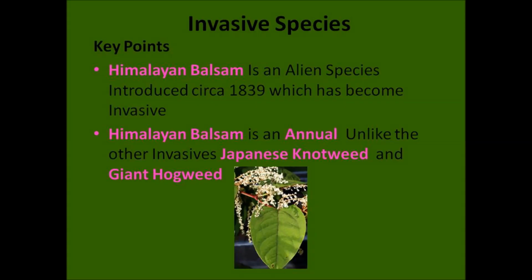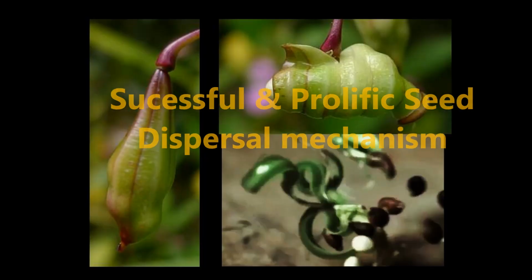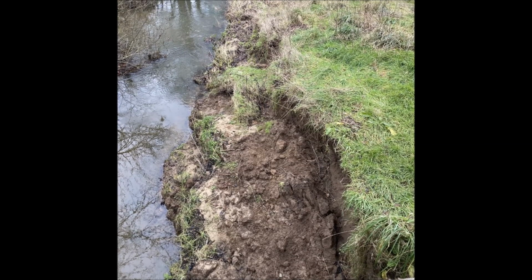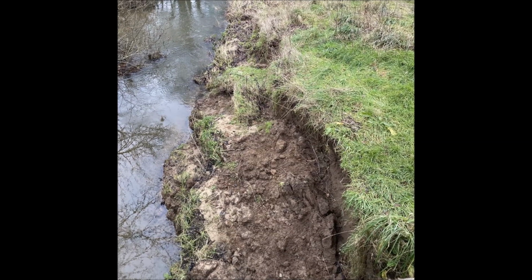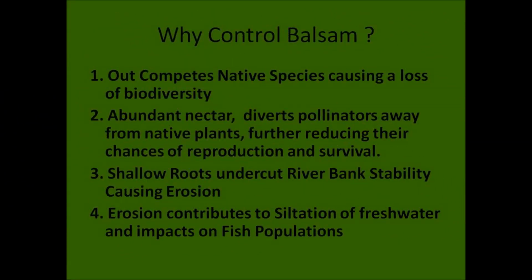Here are 4 reasons why we should control balsam. 1. It outcompetes native species, causing a loss in biodiversity. 2. That loss is further propagated by diverting pollinators away from native plants, reducing their chances of survival and reproduction. 3. It has shallow roots which undercut riverbank stability, causing erosion. And 4. The erosion contributes to the siltation of fresh water and impacts on fish populations.